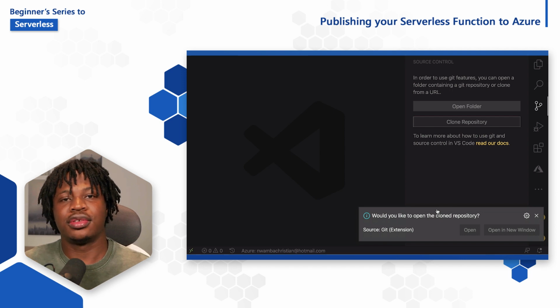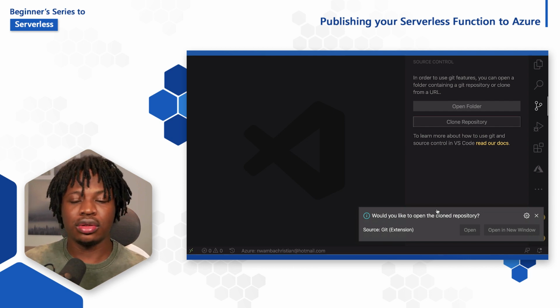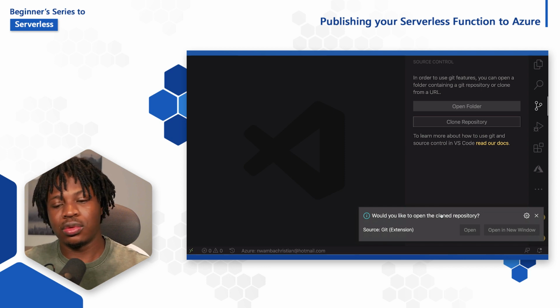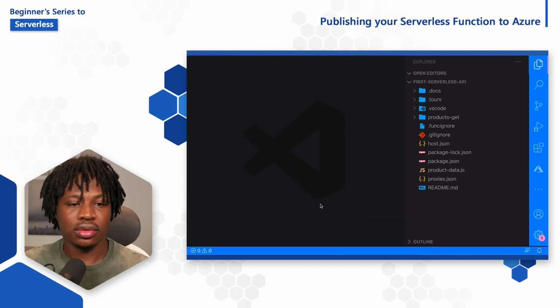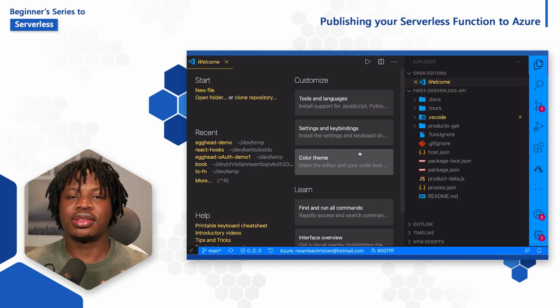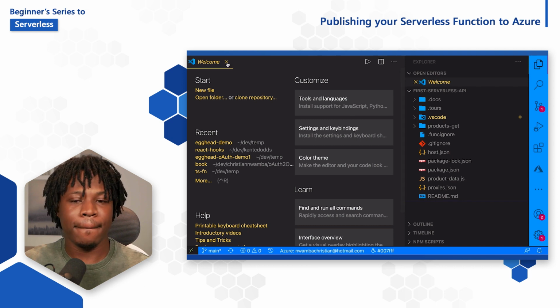Once you've done this, Visual Studio Code will ask you whether you want to open this newly cloned repository in a new VS Code window or in this particular window we're working with. In this case, I'm just going to go with this particular window. And as you can see, we have John Papa's repository set up for us to deploy.